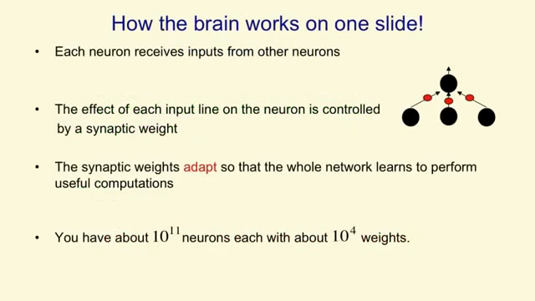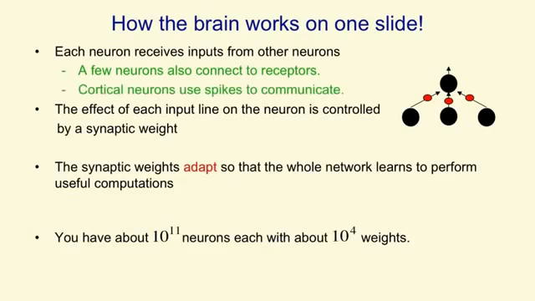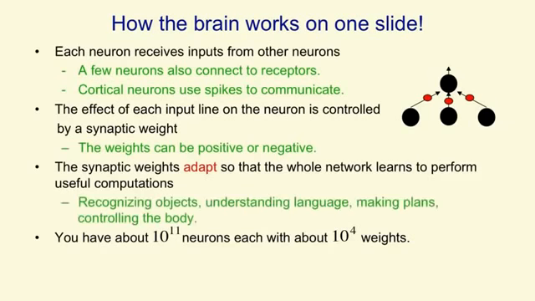So, all on one slide, this is how the brain works. Each neuron receives inputs from other neurons. A few of the neurons receive inputs from the receptors. It's a large number of neurons, but only a small fraction of them. And the neurons communicate with each other in the cortex by sending these spikes of activity. The effect of an input line on a neuron is controlled by synaptic weight, which can be positive or negative. And these synaptic weights adapt. And by adapting these weights, the whole network learns to perform different kinds of computation. For example, recognizing objects, understanding language, making plans, controlling the movements of your body.